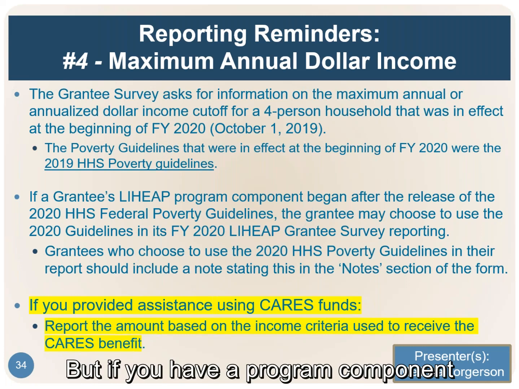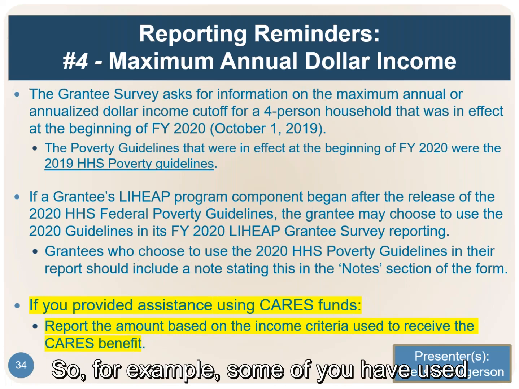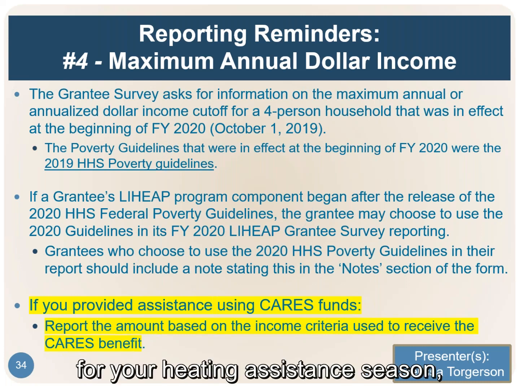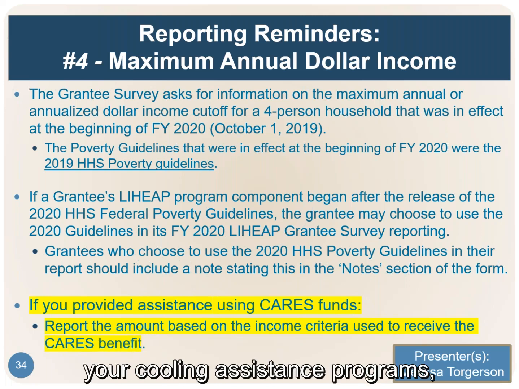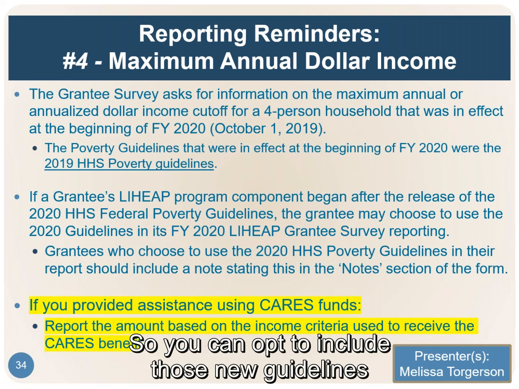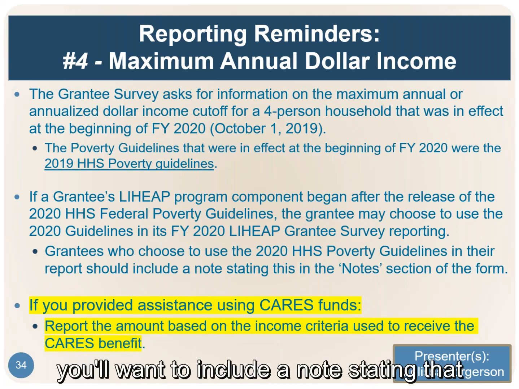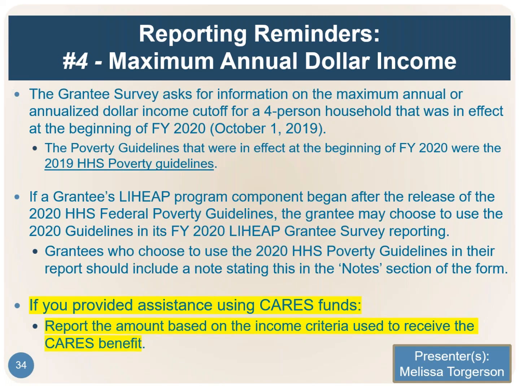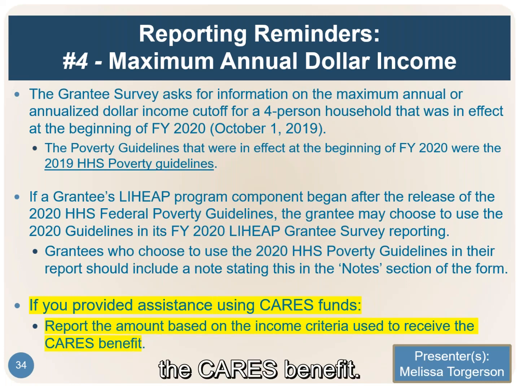But if you have a program component that began after the release of the new poverty guidelines, you might choose to put those guidelines into your Grantee Survey report. For example, some of you have used the 2019 poverty guidelines for your heating assistance season, which begins obviously earlier in the federal fiscal year. But by the time you started your cooling assistance programs, the new guidelines had come out, and so you switched to those. So you can opt to include those new guidelines under the cooling section in your Grantee Survey. If you do opt to use those, you'll want to include a note stating that in the notes section of your form. If you provided assistance using CARES funds, you'll want to report the amount based on the income criteria used to receive the CARES benefit.